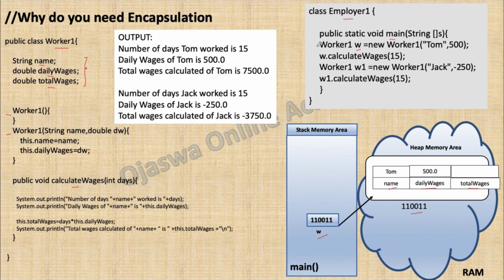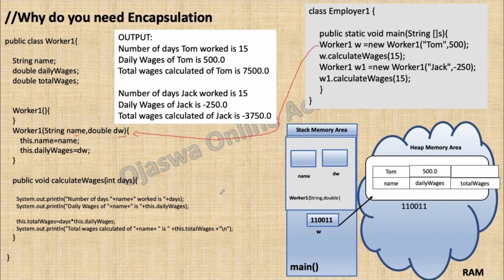So as soon as the object is created, an implicit call is given to the parameterized constructor. We are passing 2 arguments. First is string argument, name of the worker, and second is amount of daily wages, that is 500. We have a parameterized constructor that accepts string and double. So this parameterized constructor has 2 local variables name and dw. So memory will be allocated for these local variables on the stack memory area belonging to the parameterized constructor. And the values passed through the object are stored in these local variables.